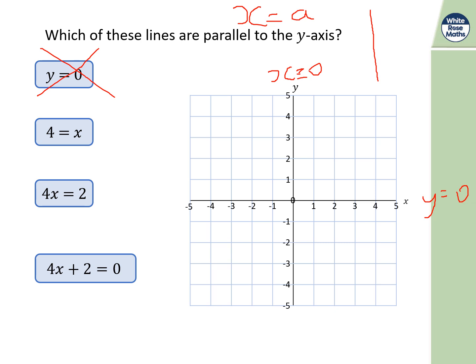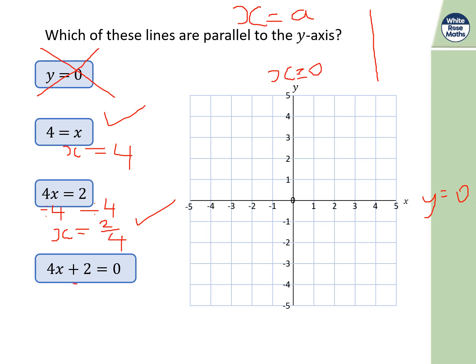This one here, 4 is equal to x, so x is equal to 4. So this one is parallel, so yes, I can tick that one. This one, if I solve it, dividing both sides by 4, we get that x is equal to 2 quarters, so x is equal to a number. So that's also parallel, or x is equal to a half, that's also parallel, because it's x equals a number.